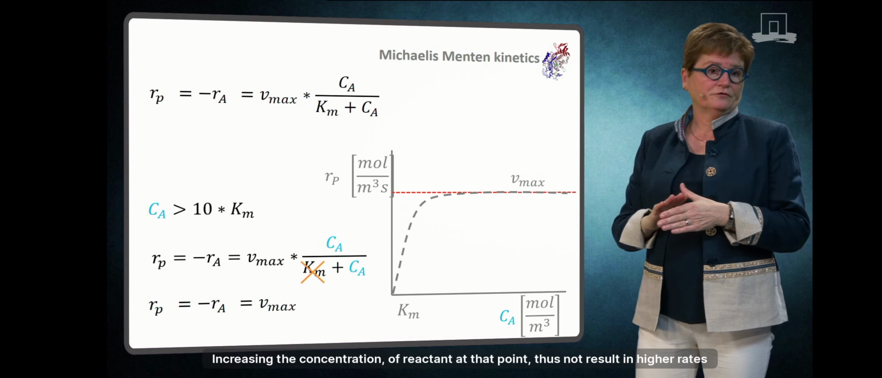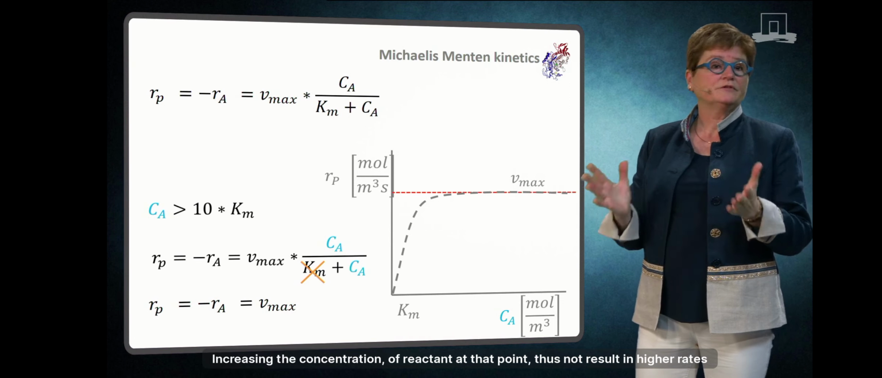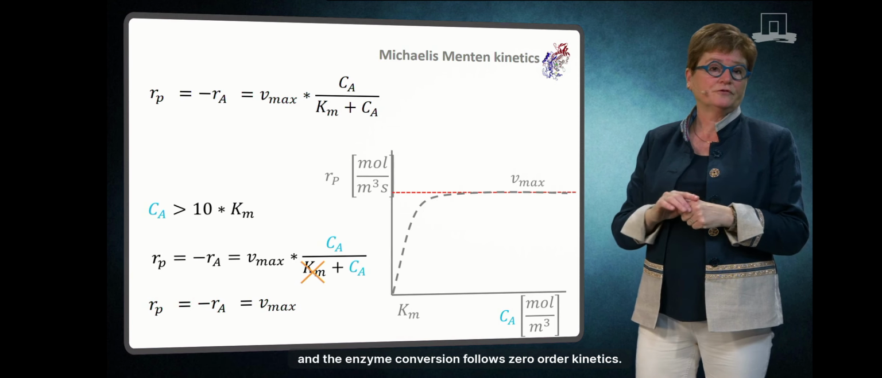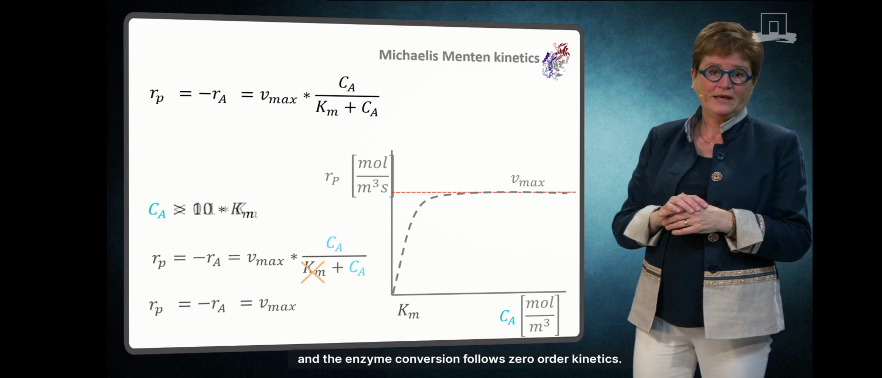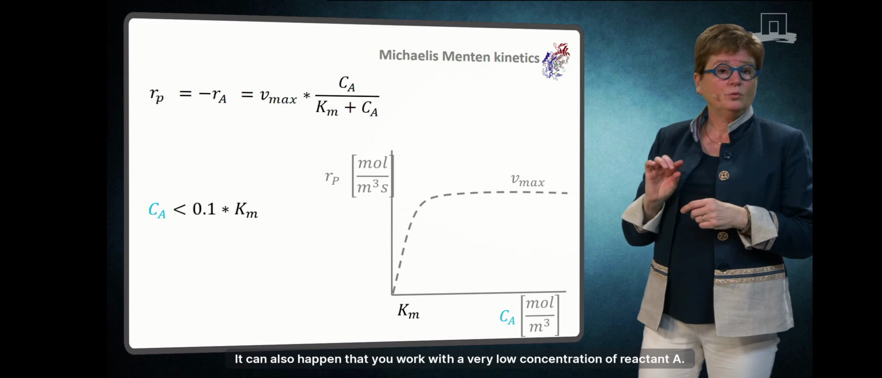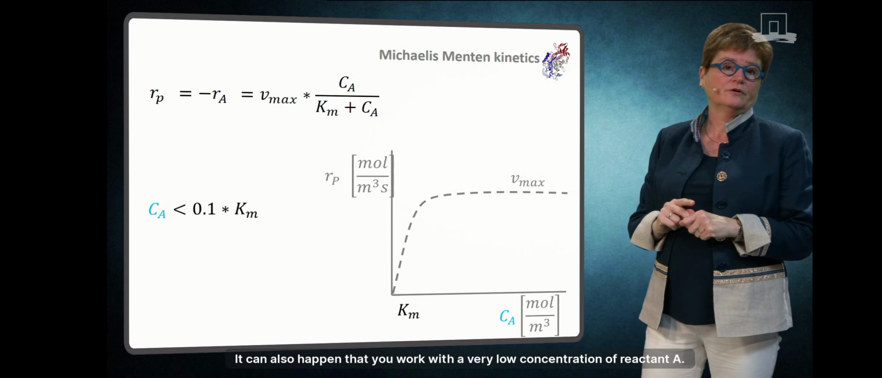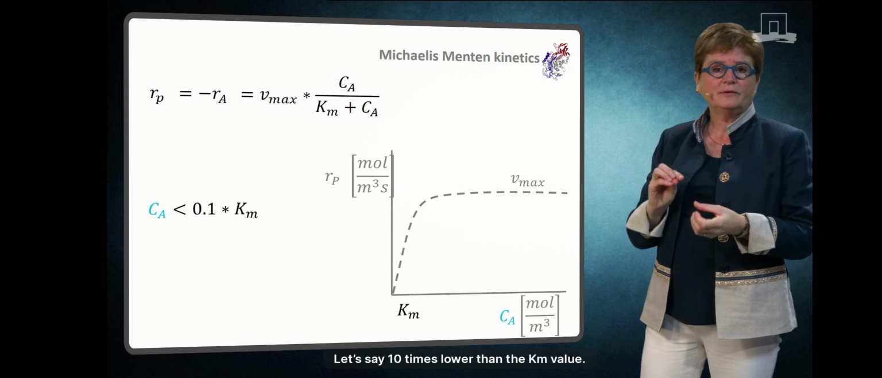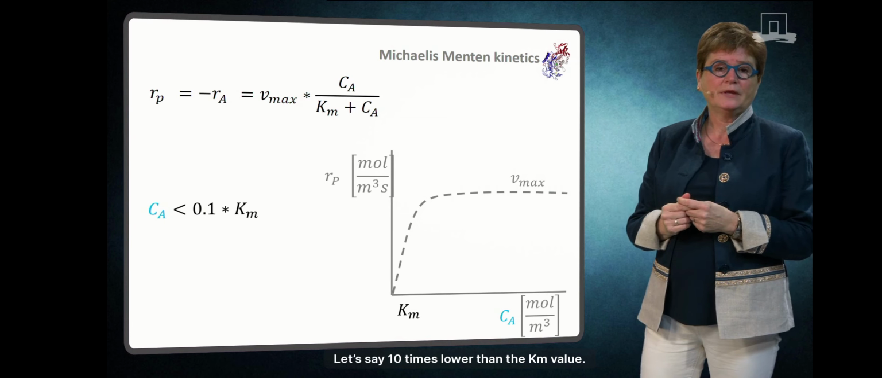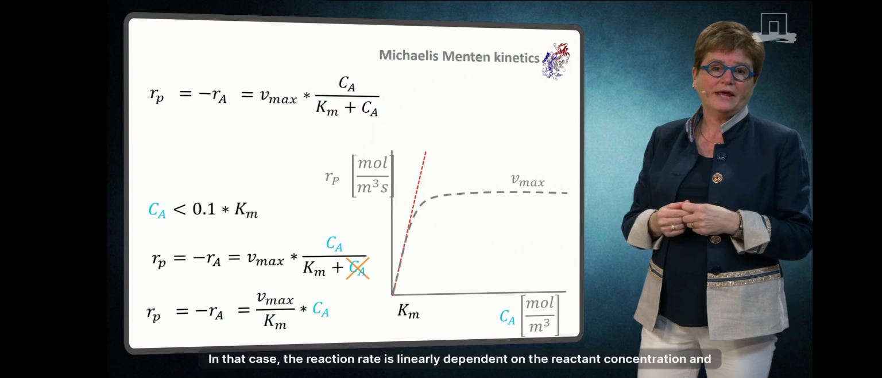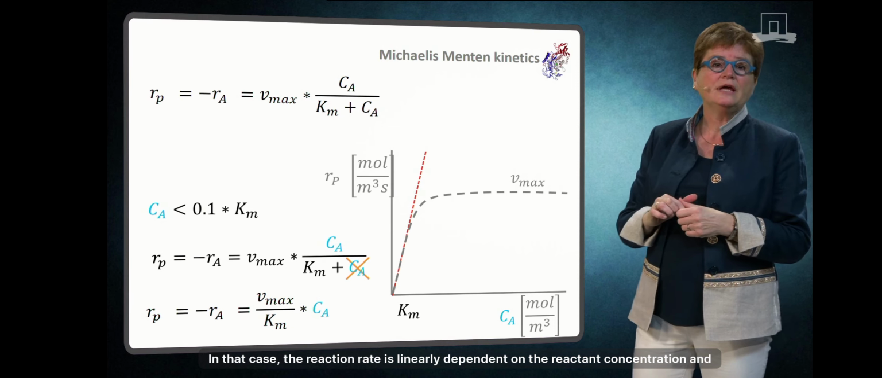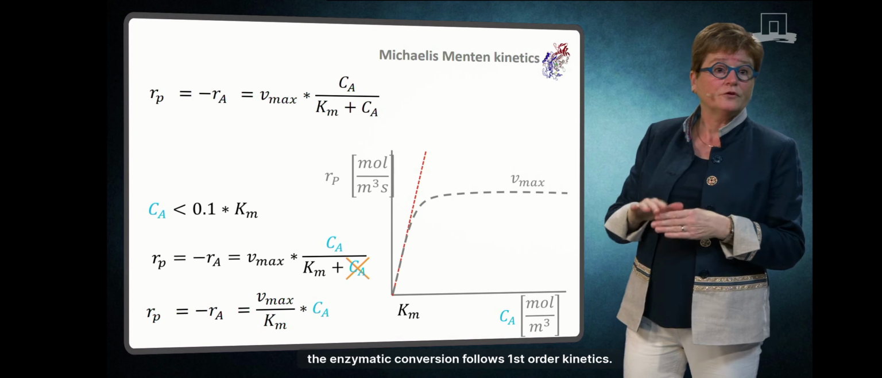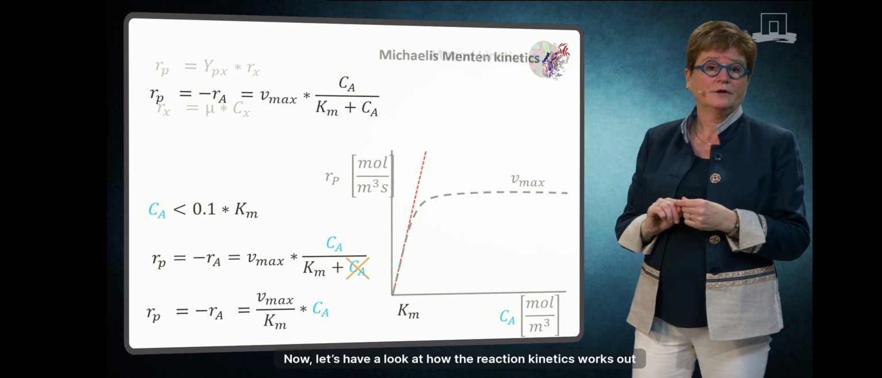Increasing the concentration of reactant at that point does not result in higher rates, and the enzyme conversion follows zero-order kinetics. It can also happen that you work with a very low concentration of reactant A, let's say 10 times lower than the Km value. In that case, the reaction rate is linearly dependent on the reactant concentration, and the enzymatic conversion follows first-order kinetics.